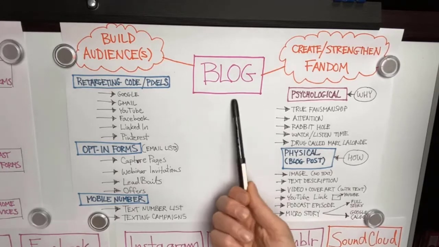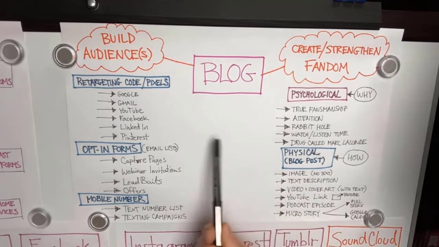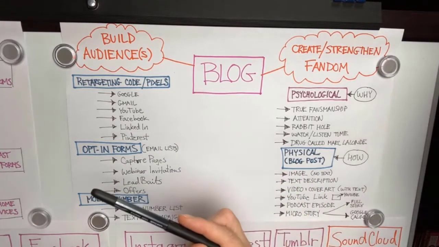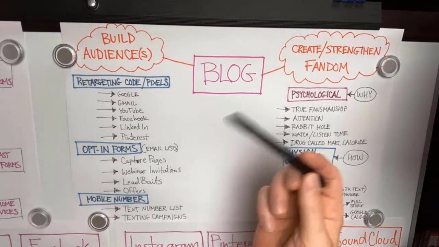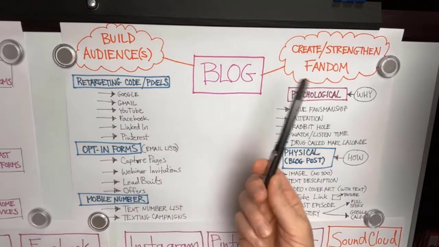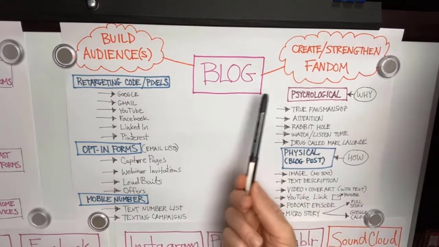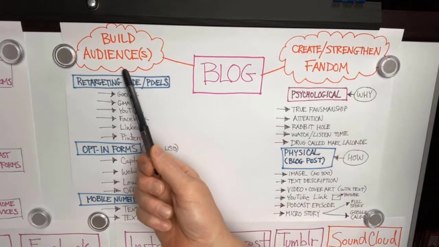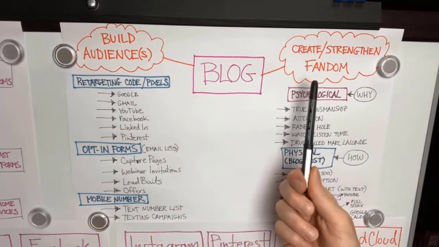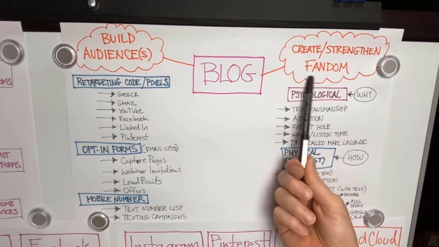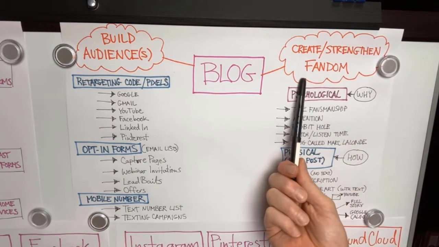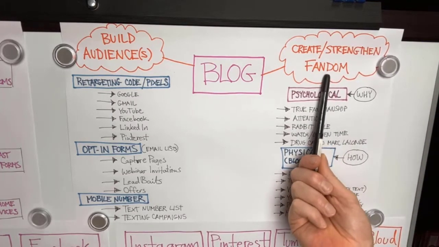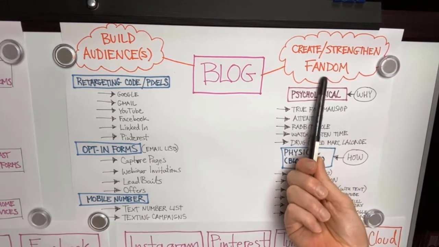Okay, here we are. This is my blog. Since all of my pieces of content from the 16 platforms have a call to action, all the calls to action, as previously mentioned, come to my blog. Now here's what happens when they land on my blog. Two things happen. Number one, it builds my audiences. And number two, it creates and strengthens my fandom. What's a fandom? Those are my true fans or followers that feel like they know me, like me, and trust me at a very deep level.